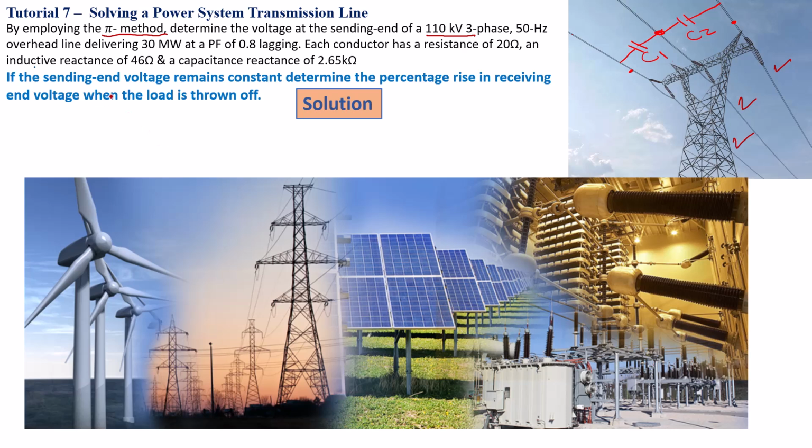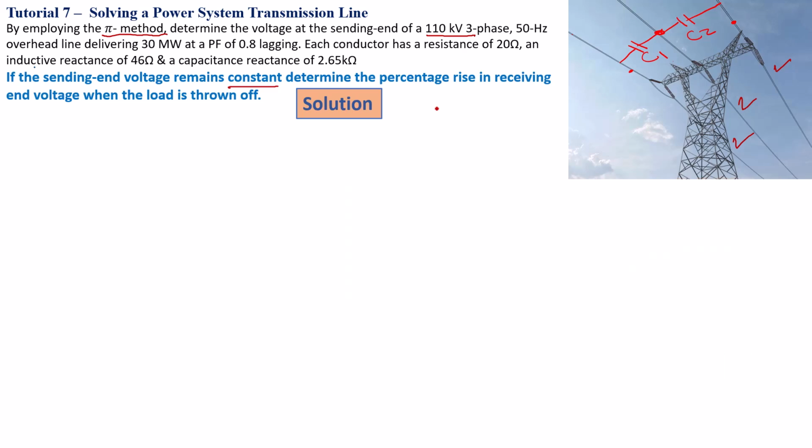Now, what's going on here? They say if the sending end voltage remains constant. Now, the key here is constant, it does not change. We need to determine the percentage rise in receiving end voltage when the load is thrown off, okay? So when you disconnect the load, what will be the percentage rise in the receiving end when the load is turned off? So how do you go about solving this?